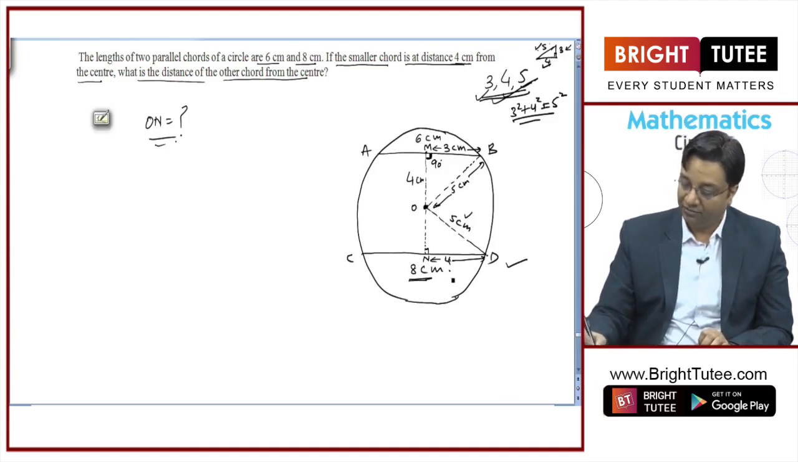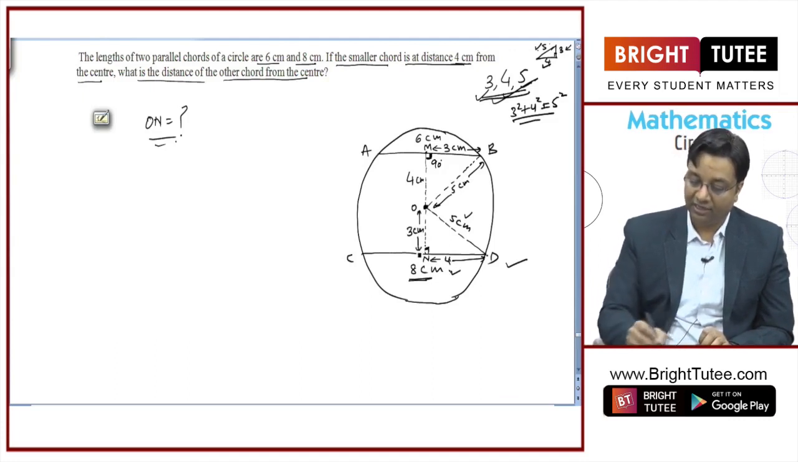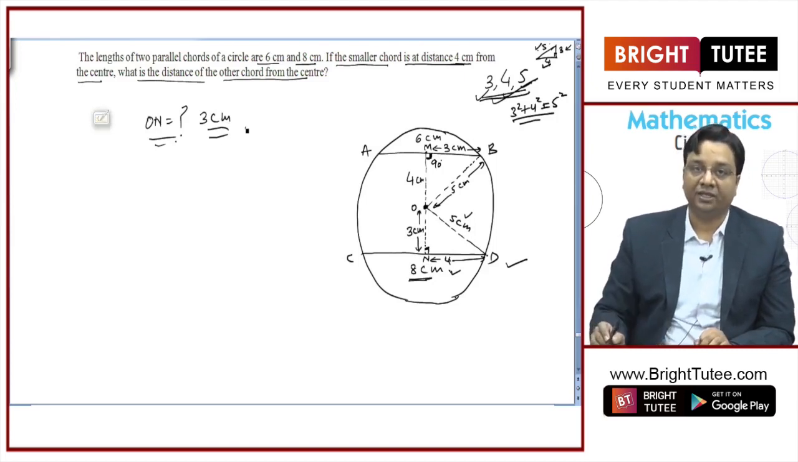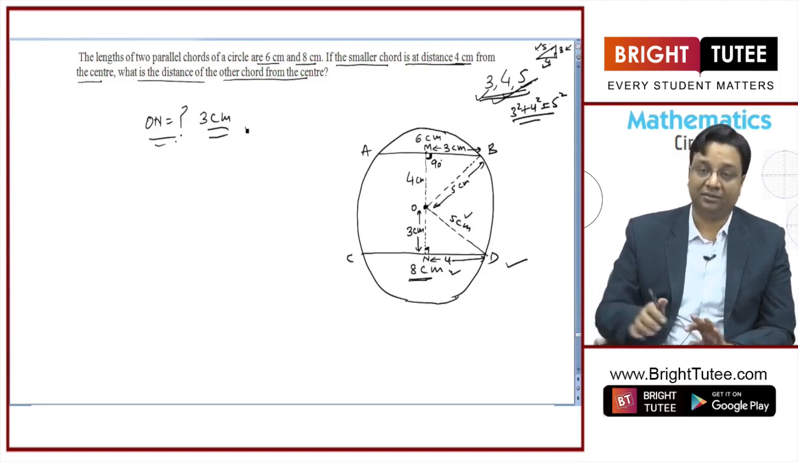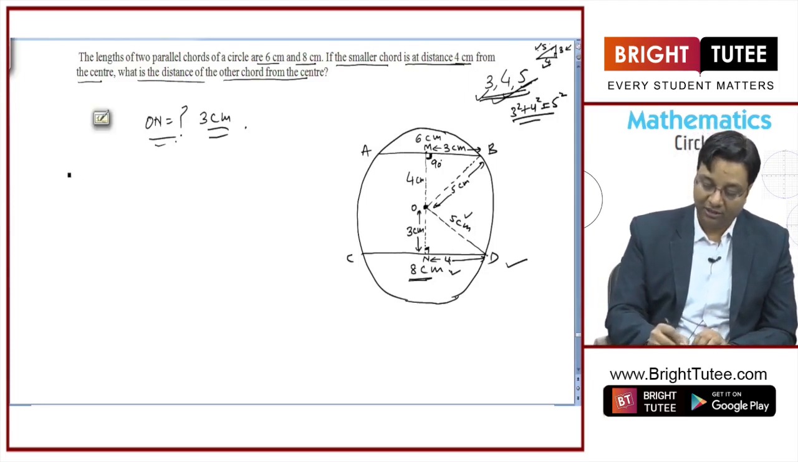Now look at this. If this is 5, this is 4, what will be this length? This length will be 3 centimeter. So your answer to this question is 3 centimeter. Although it is not from the examination point of view, if you want to write it in some examination, you can make a statement first.